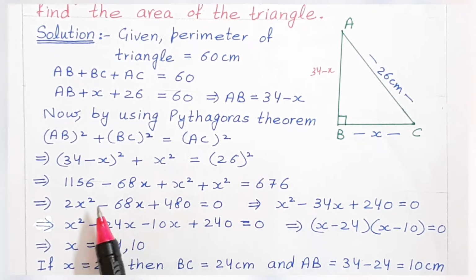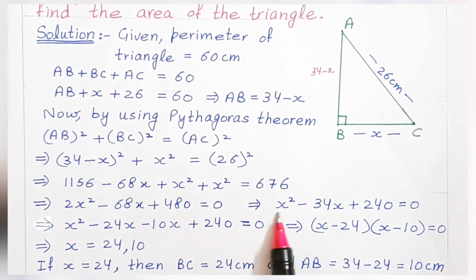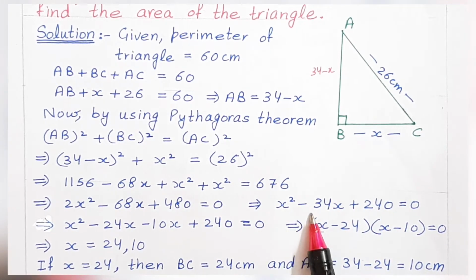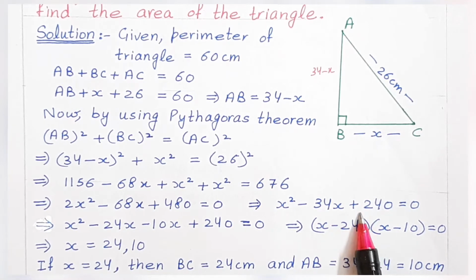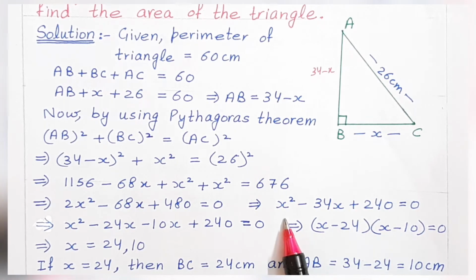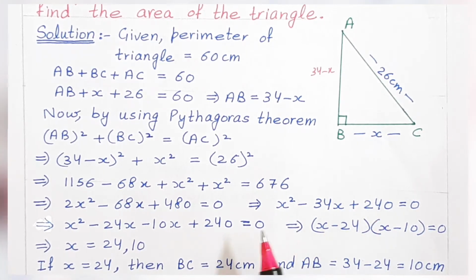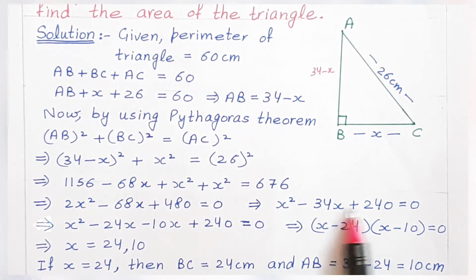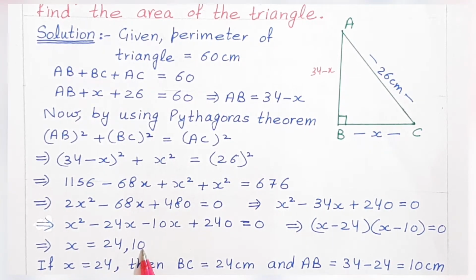that is equal to 676. Now we can see that we have a quadratic equation. That is x square minus 34x plus 240. Now let us solve this quadratic equation by using splitting of middle term. Now the factors of 240 are 24 into 10. So after solving this, the two values of x are 24 and 10.